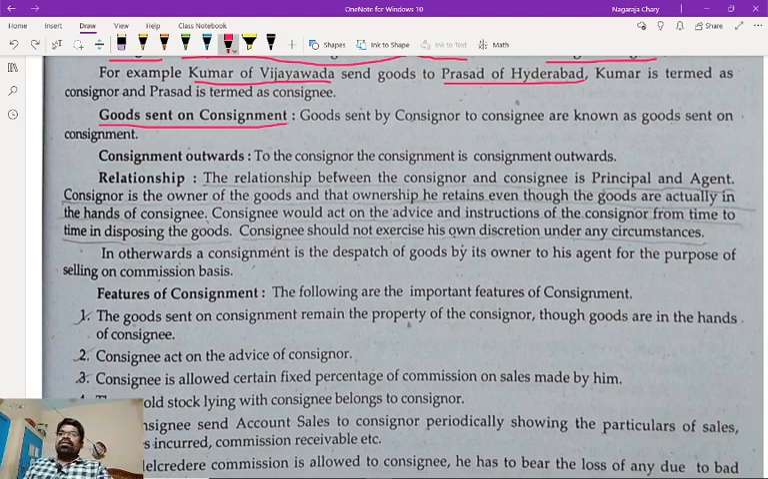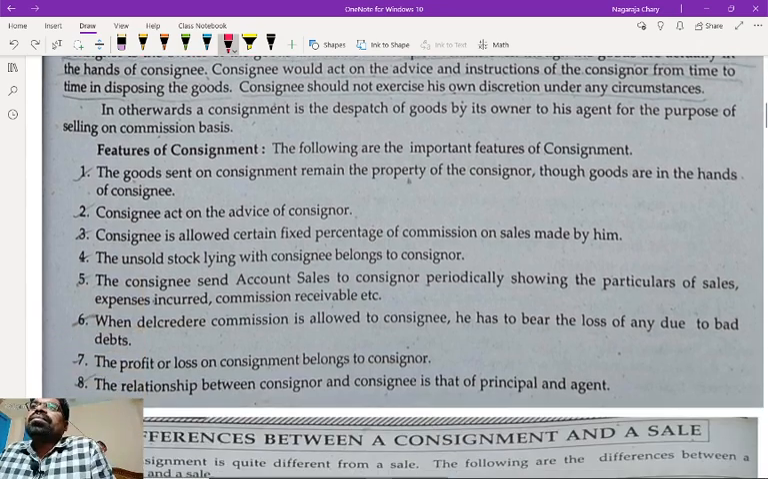In other words, a consignment is the dispatch of goods by its owner to its agent for the purpose of selling on a commission basis. So on a commission basis only the goods will be sent from one place to another place, from one person to another person. Okay, that's it. So now let us see the features.